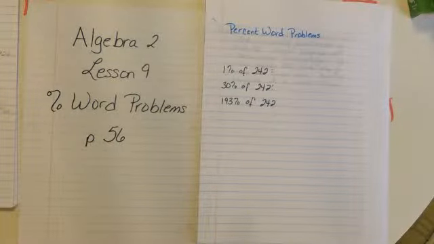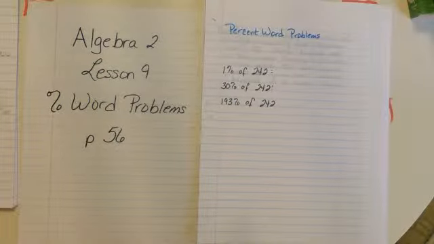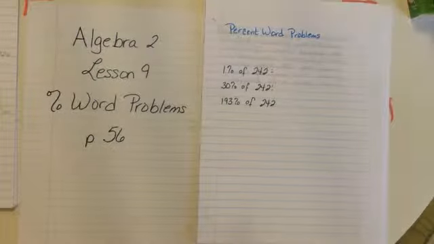This is Lesson 9. We're going to talk about percent word problems, and we're starting on page 56. To compute a given percent of a number, we can first divide the number into 100 parts. So 30% of a number means 30 of these parts. 193% of a number means 193 of the parts, etc.